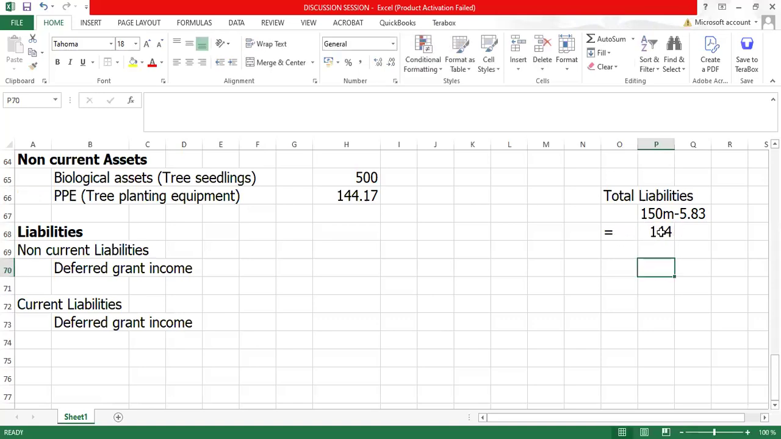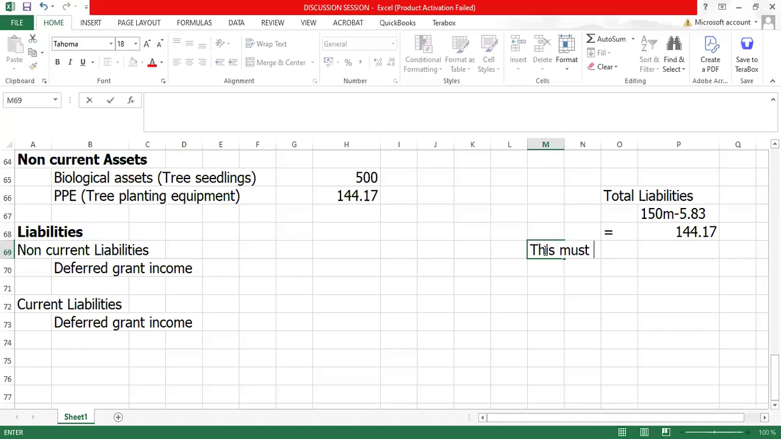But this total liability must be split into two. This must be split into two. Into one, a current liability, the same way with leases, how we split the total liability. Then here, non-current liability.